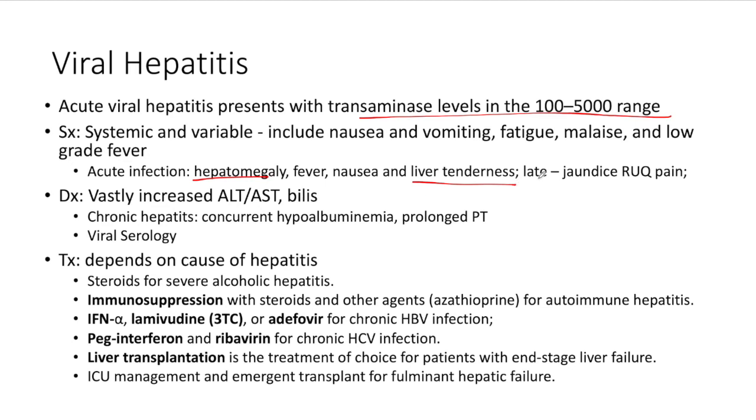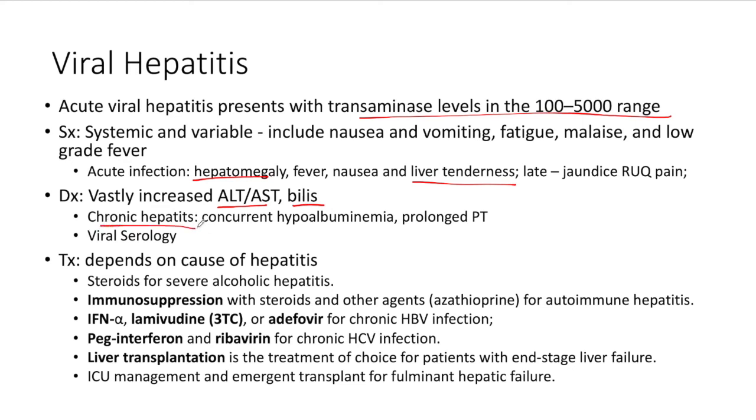Okay, so this should have been a late presentation of infection rather than the acute phase of infection. When you get to that late stage, you're also going to have right upper quadrant pain, not tenderness where we're pressing on that right upper quadrant, but just the patient complaining of generalized pain in that area. Okay, a little bit different than in the acute phase. In terms of diagnosis, you have that vastly increased AST, ALT. You're going to have increased bilies.